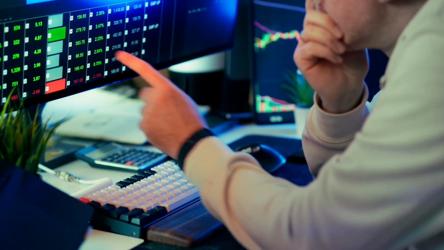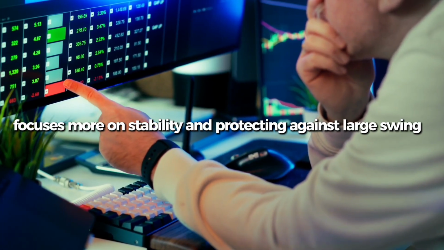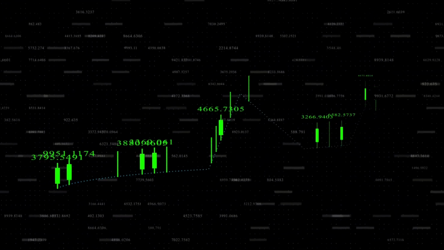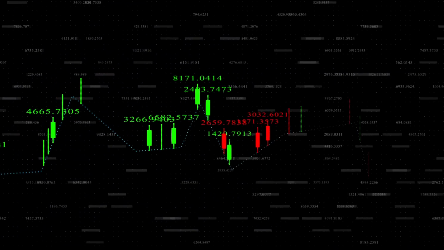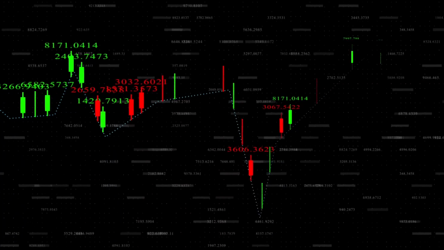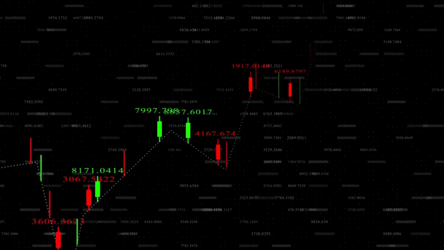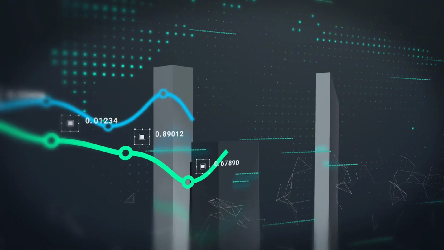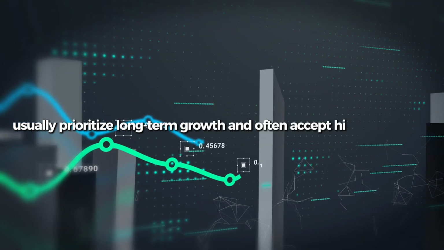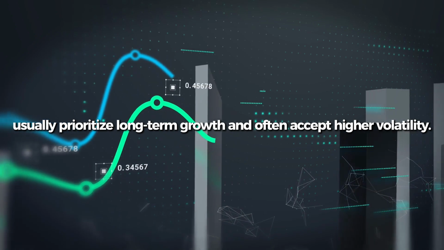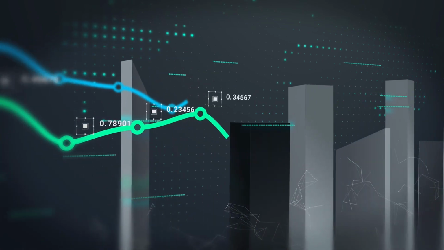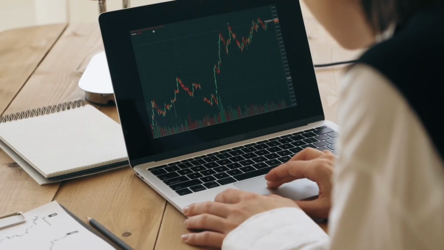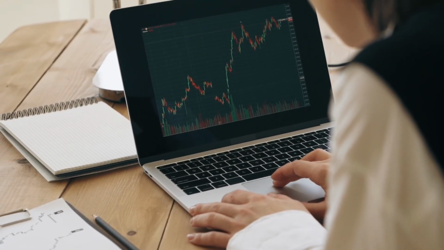A conservative approach generally focuses more on stability and protecting against large swings. People with shorter timelines or lower risk tolerance sometimes prefer this style. A balanced approach tries to mix stability and growth. You're accepting some risk while still trying to reduce extreme ups and downs. Growth strategies usually prioritize long-term growth and often accept higher volatility. That means larger potential swings, both up and down. Notice I'm not saying one is best, because the right allocation depends on context.